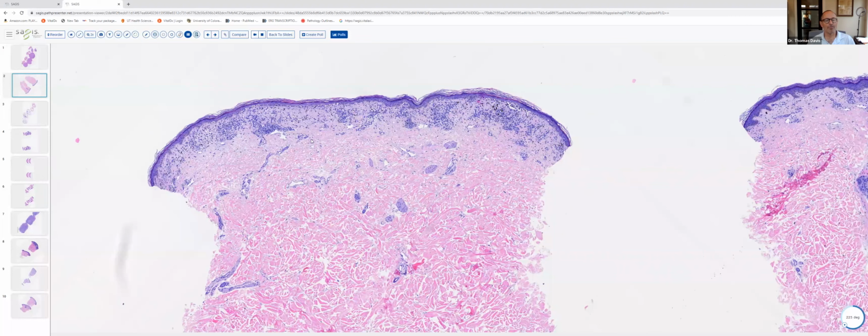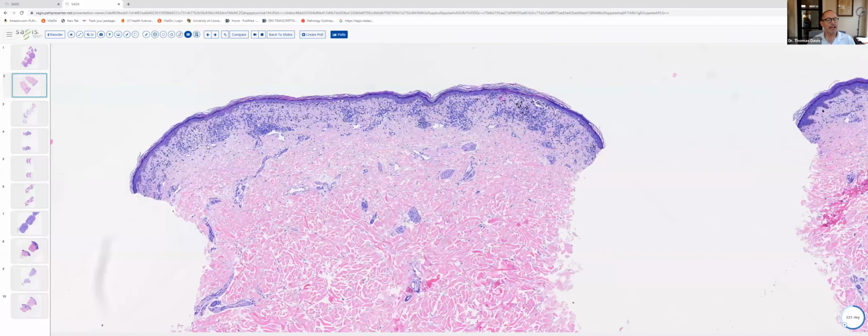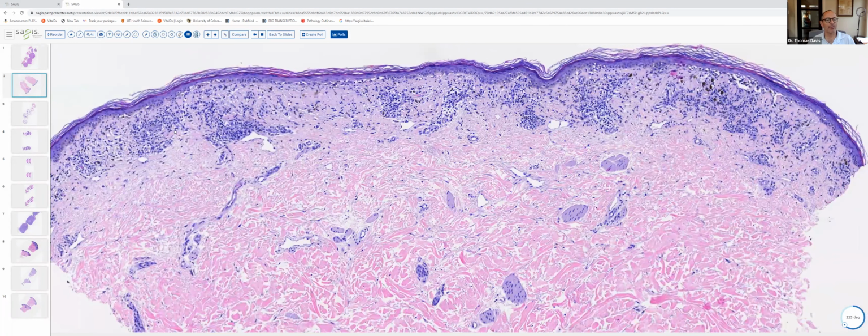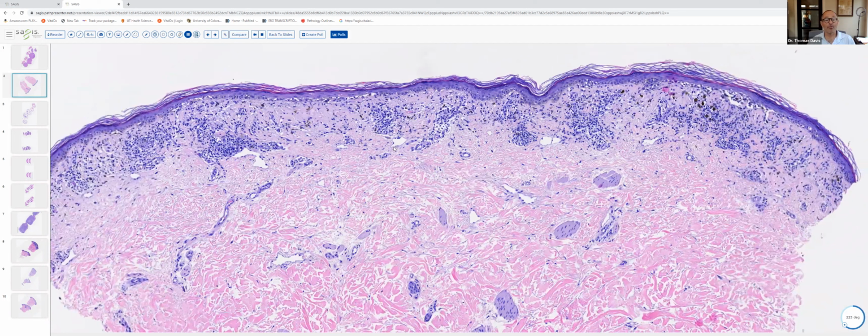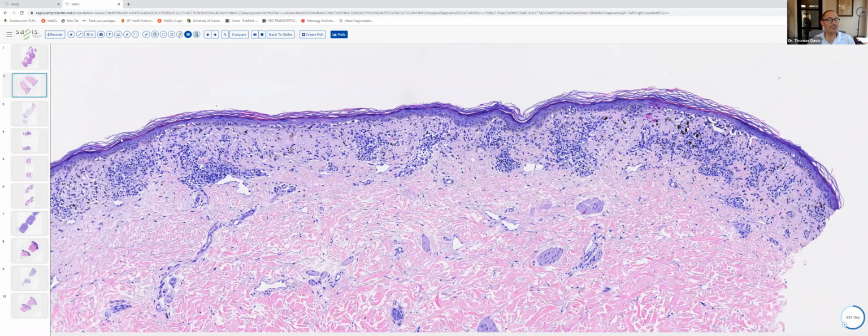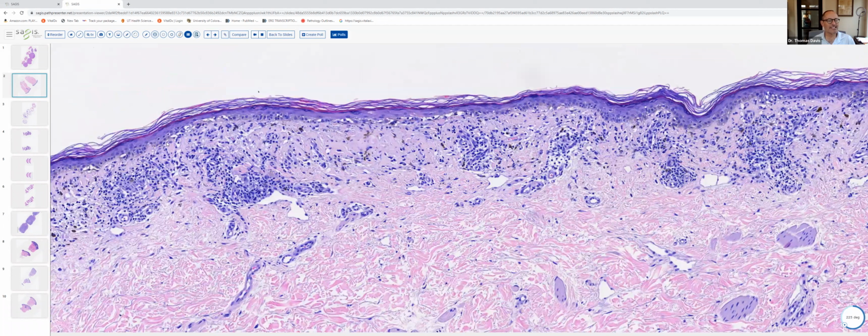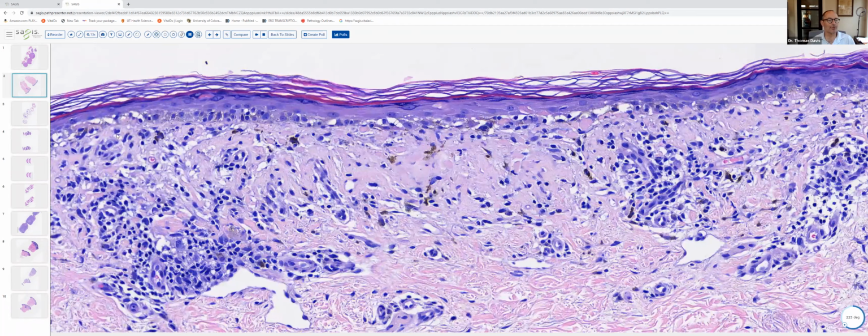So the papillary dermis appears to be thickened, and we have this patchy band-like infiltrate of cells within the papillary dermis. Furthermore, beneath a basket weave stratum corneum, the epidermis is thinned with effacement of the rete ridge pattern, and there's actually a vacuolar interface dermatitis.